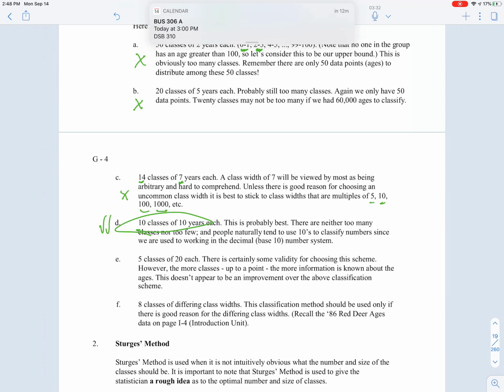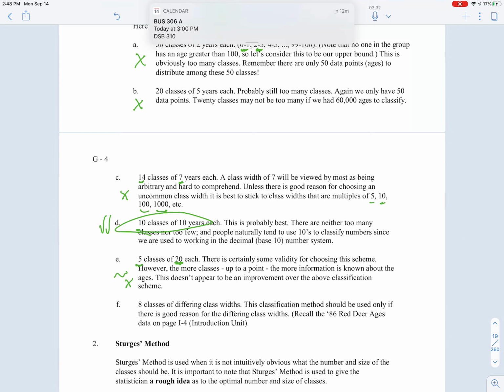This one could work, which is 5 classes of 20 each. The problem is that when you're getting into 5 classes, then you start to lose some of the information, right? The more classes that you have, the less information you have about the actual numbers. And so we could look at classes of, say, 15 or 20 years each, and that is something which is probably second best. It's not as good as 10 classes of 10 years. The last one here, so this one I would say, well, maybe, but I think D is still probably better.